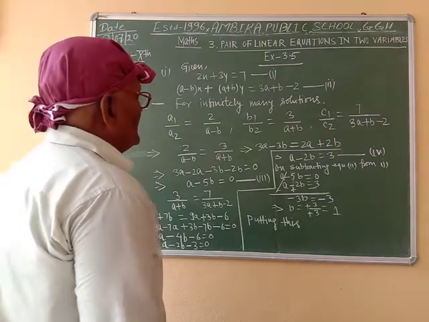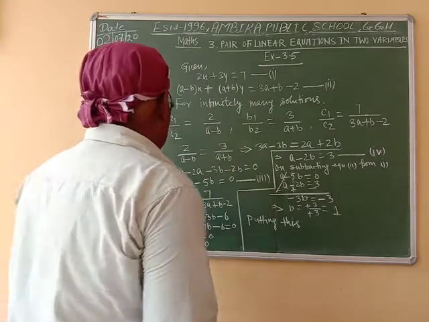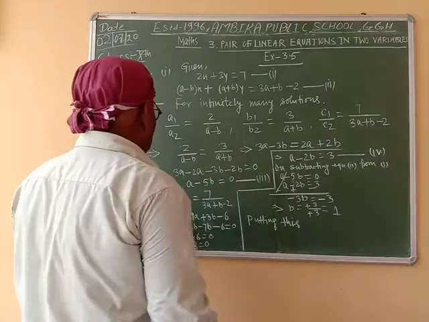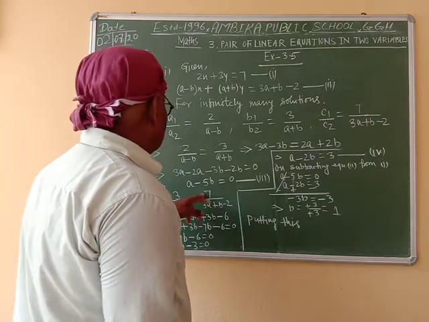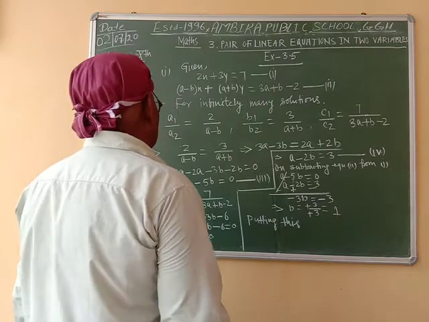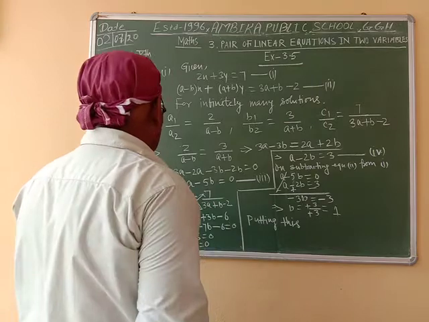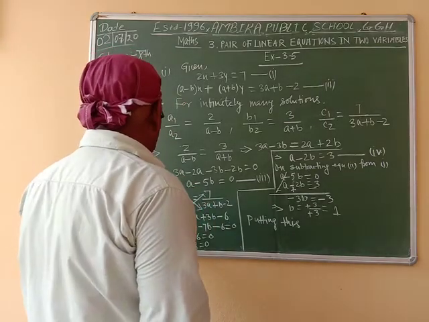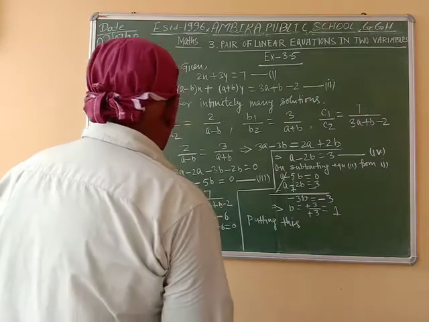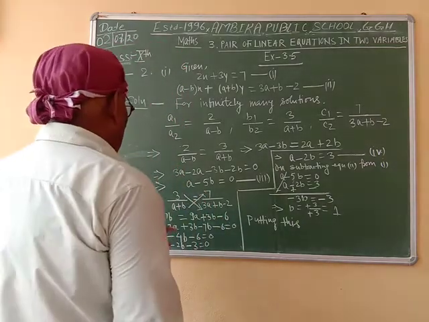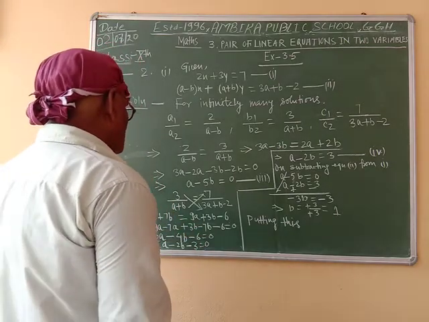Now taking b1 by b2 and c1 by c2, b1 by b2 is equal to 3 by a plus b, and it is equal to c1 by c2, 7 by 3a plus b minus 2. By cross multiplication we have 7a plus 7b is equal to 9a plus 3b minus 6. Now side change, 9a minus 7a plus 3b minus 7b minus 6 is equal to 0.